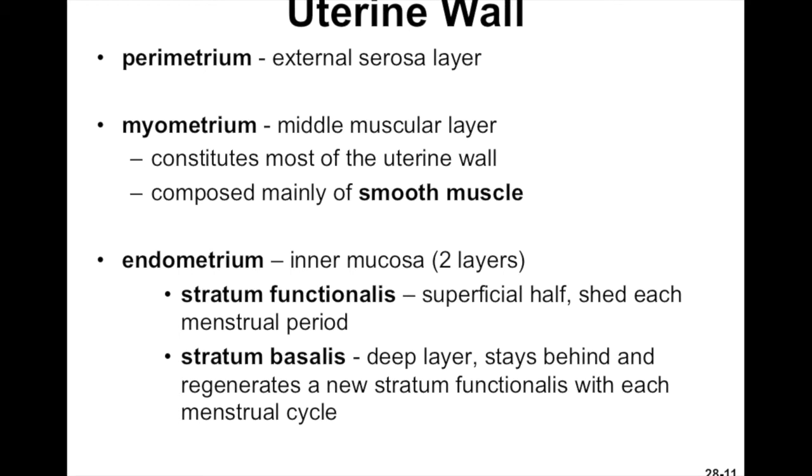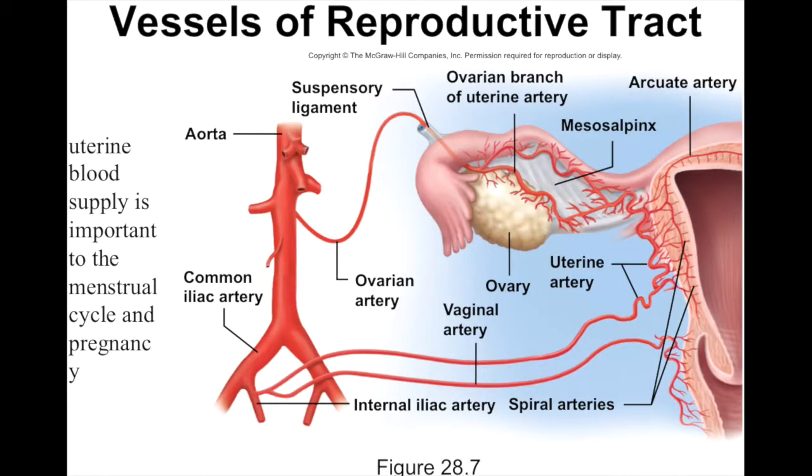You have two layers of the endometrium. The topmost layer, the part that's going to be shed, is the stratum functionalis. All right, this is the superficial half, is what they call it. And this is the one that can either be thick or thin, and it gets replaced every month. The stratum basalis is the deep layer, and this stays behind, and this is what's going to be responsible for growing new stratum functionalis throughout the month. Okay? You also have a lot of vessels in the reproductive tract. We talked before, the ovary is highly vascularized because it needs to be, but so is the rest of your reproductive tract.